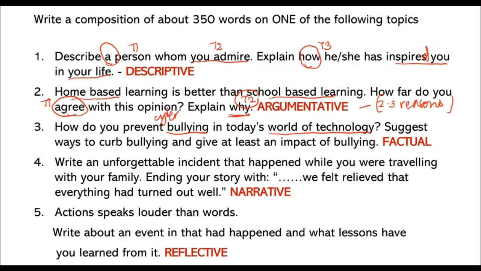Take note. Suggest ways. Okay, when you say ways, how many ways are you supposed to work on? Is it 3? You have 2 to 3. Actually, I would love it if you work on 3. Alright, 2 may not be enough, but 3 is just nice. 3 ways to curb bullying and give at least an impact. Okay, you look at this question. 1, how do you prevent? That's task number 1. How do you prevent? Suggest ways. So you have got 2 or 3 ways to curb bullying.